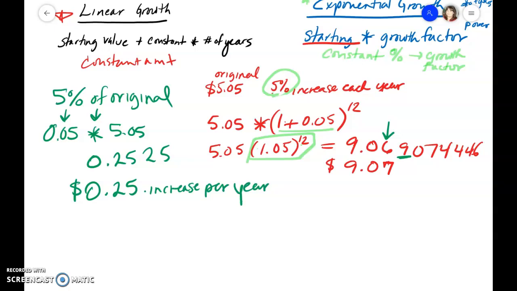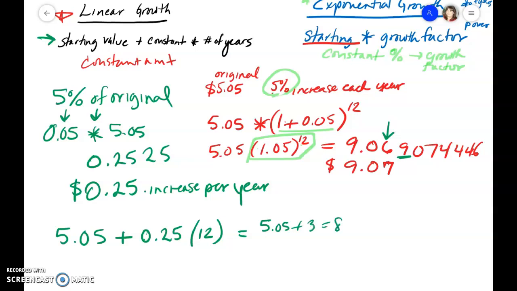So this is a linear pattern. So follow what I said here. Starting value, $5.05, plus the constant, 25 cents, times the number of years. So what am I going to get here? I have to do this multiplication first. This is 3. And then 505 plus the 3 will give me $8.05.